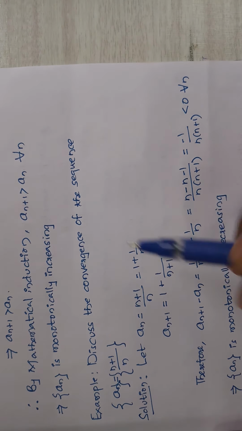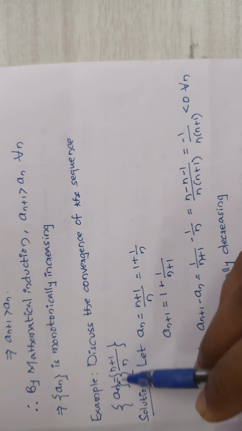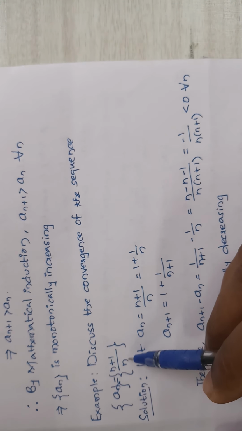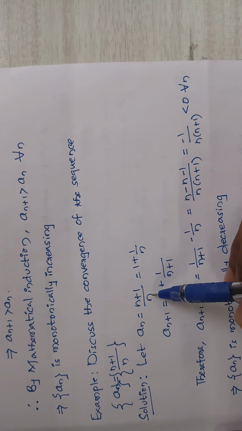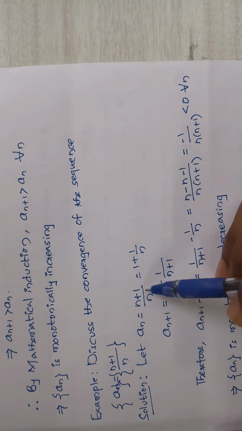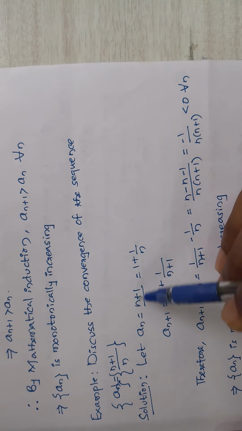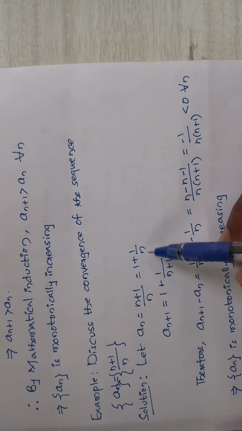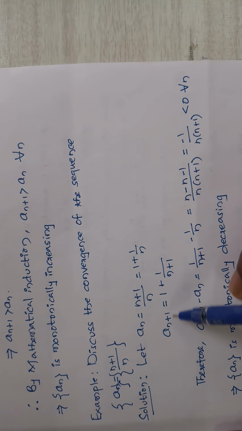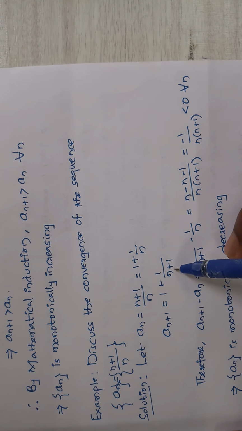Okay, so next discuss the convergence of the sequence an is equal to n plus 1 divided by n. Okay, for this solution, let an is equal to n plus 1 divided by n. So if I divide this n by n, then it will become n divided by n plus 1 divided by n. n divided by n is 1. So an is equal to 1 plus 1 divided by n. Replace the value n by n plus 1, then you get here an plus 1 is equal to 1 plus 1 divided by n plus 1.